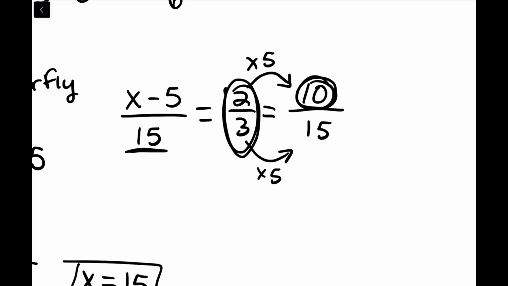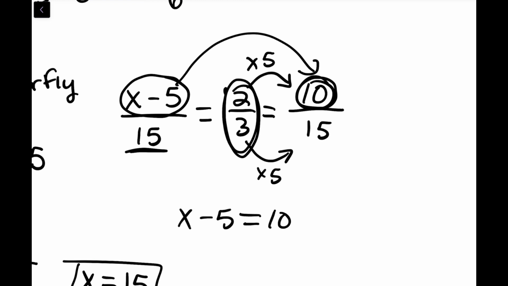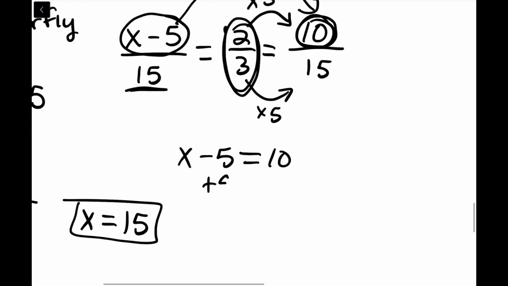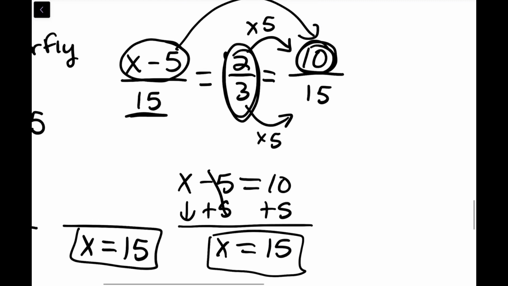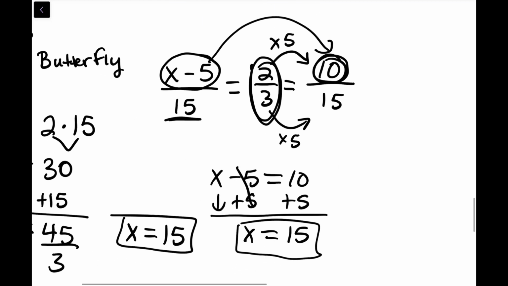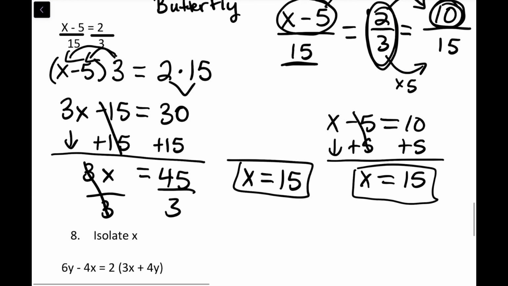So I know that this has to be equal to 10. So I can set x minus 5 equal to 10. And then I'll add 5, bring down my x, and x is equal to 15. And you don't have to solve it this way, but if that's something that's easy for you to think about and figure out, then that's a good way to approach it as well.